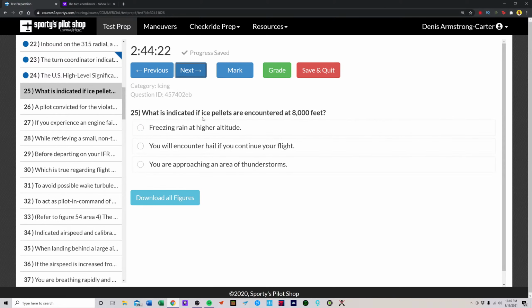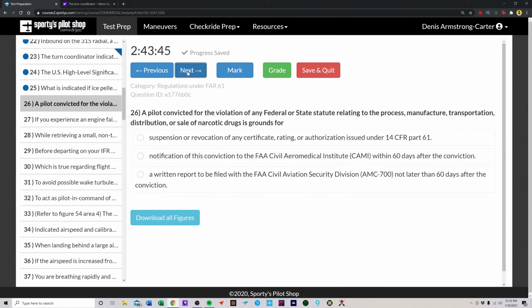What is indicated if ice pellets are encountered at 8,000 feet? Freezing rain at higher altitude. Hail if you continue your flight. You're approaching an area of thunderstorms. So ice pellets usually are indicated with frontal systems. So it could be thunderstorm. Let's see. Ice pellets. All right. Freezing rain at higher altitude. Well, if it was freezing rain at higher altitude and you're lower down, that means it'd turn to rain. So that couldn't be it. It would be an area approaching thunderstorms.